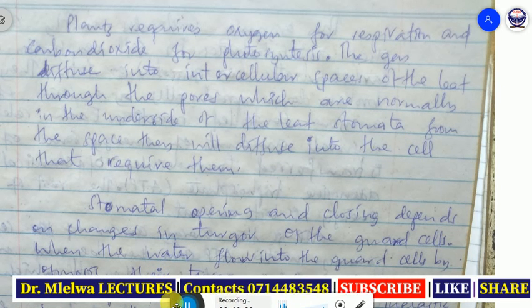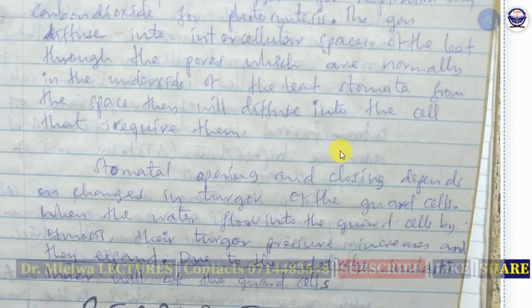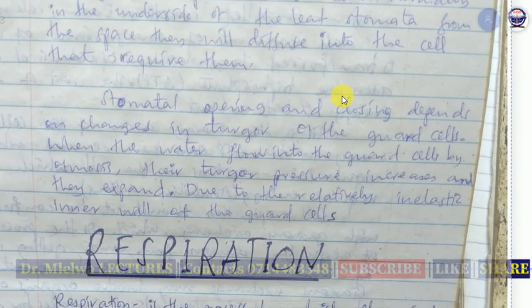So what we are saying ni kwamba plants require oxygen for respiration and carbon dioxide for photosynthesis. The gases diffuse into the intercellular spaces of the leaves through the pores, which are normally on the underside of the leaves, which are the stomata, then they diffuse into the cells that require them. So mainly the process of gaseous exchange in plants is through stomata.